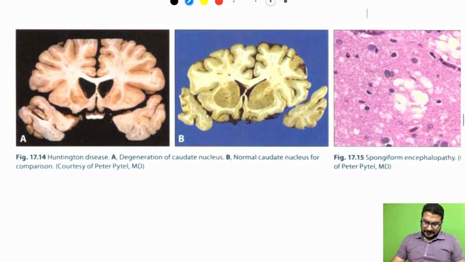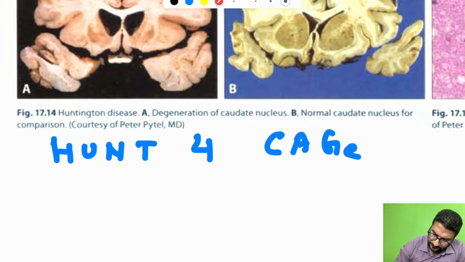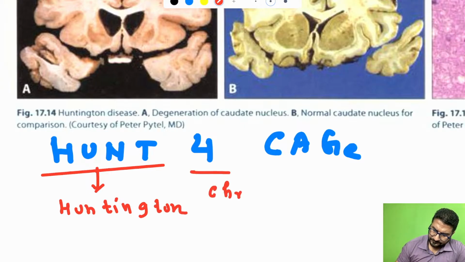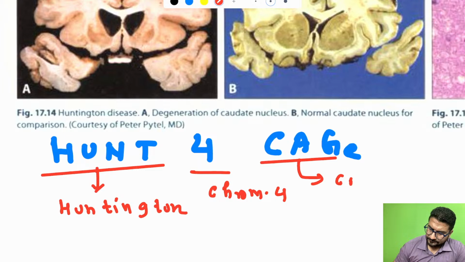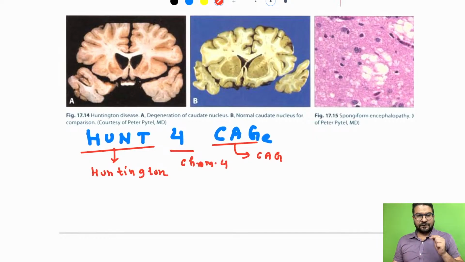Okay, now focus on this. This is Huntington disease. You can remember Huntington disease like this: hunt for cage. Hunt means Huntington. 4 means chromosome number, so chromosome is 4. Cage means CAG repeat. So hunt for cage. Huntington disease, chromosome 4, and you will see CAG repeat.